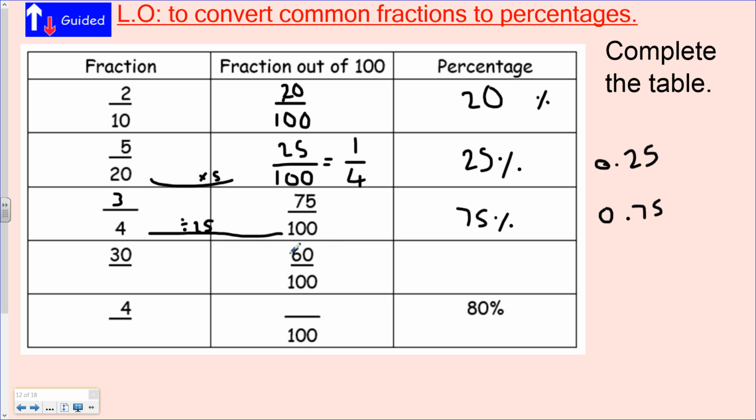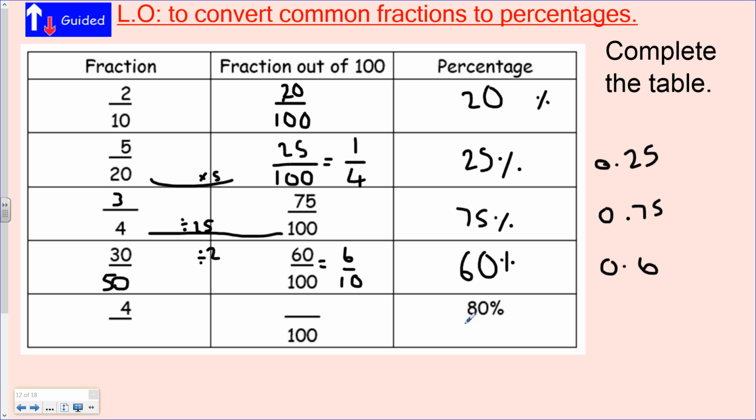Here then, how did I get from 60 to 30? Well, I've divided by 2. So this one's going to become 50, because what I do to the bottom, I do to the top. So divide that by 2, divide that by 2. 60 hundredths is also the same as 6/10, in case you really want to push yourself and challenge yourselves, which is obviously going to be 60%, which as a decimal is going to be 0.6. I really hope you're starting to see how all your fractions, your percentages, and your decimals are all linked together.